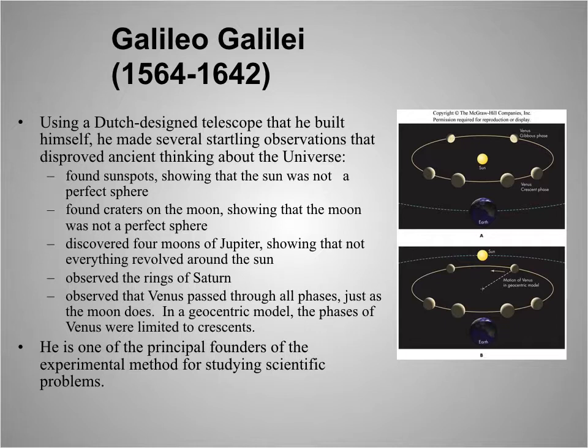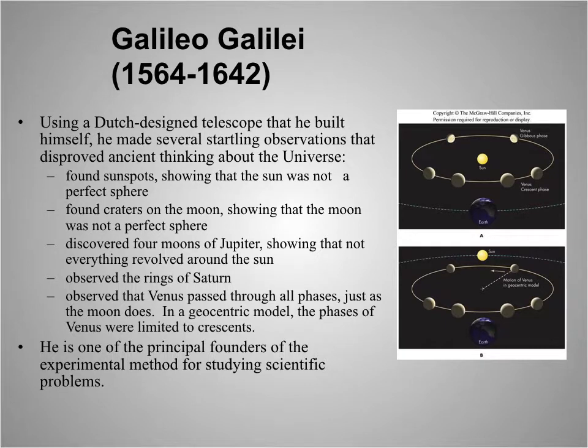So he noticed that the sun was not a perfect sphere. It was thought in those times that it should be perfect, but it actually wasn't. It had spots on it, sunspots. The moon, he saw the craters on the moon. He also noted that there were moons of Jupiter that orbited Jupiter, so not everything was revolving around us or around the sun. He saw the rings of Saturn, but probably didn't really know what they were. They just kind of looked like ears to him. His telescope was not really that powerful, but he could see that there was something there.